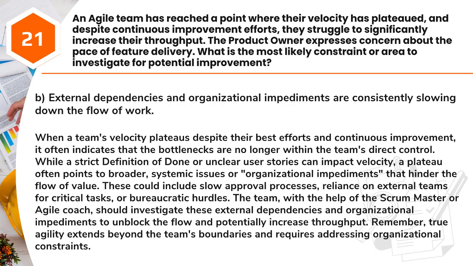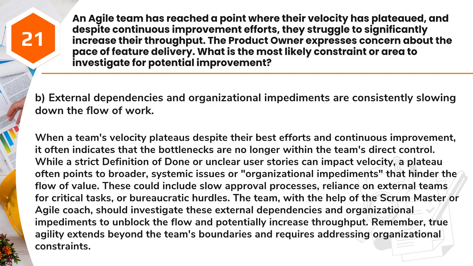Answer: B. External dependencies and organizational impediments are consistently slowing down the flow of work. When a team's velocity plateaus despite their best efforts and continuous improvement, it often indicates that the bottlenecks are no longer within the team's direct control. While a strict definition of done or unclear user stories can impact velocity, a plateau often points to broader, systemic issues or organizational impediments that hinder the flow of value.